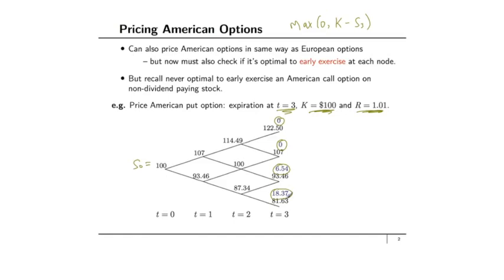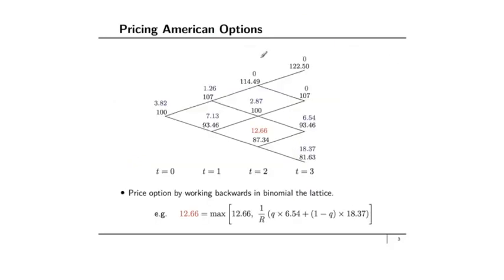All we're going to do to price this American option is work backwards in the same manner as we did with European options, but this time at each node we'll also have to check if it is optimal to exercise at that point or not. Here's an example of how we do these calculations. We know the value of the American option at t equals 3. It's 0, 0, 6.54, 18.37. So we're going to work backwards 1 node at a time.